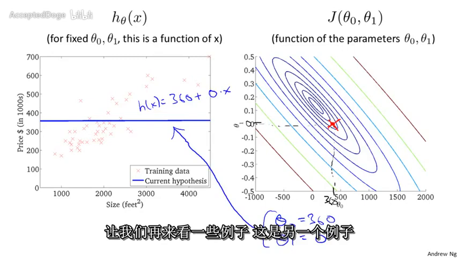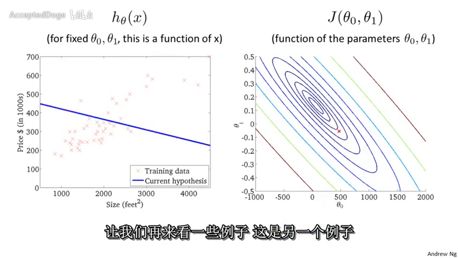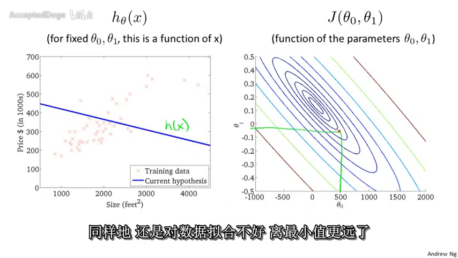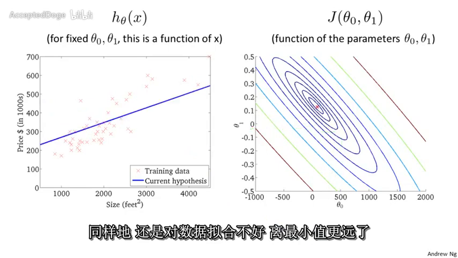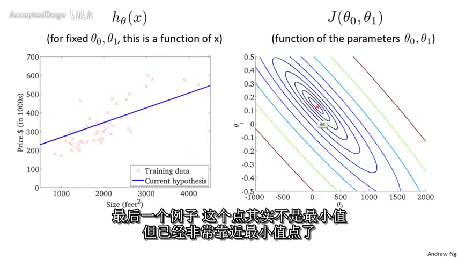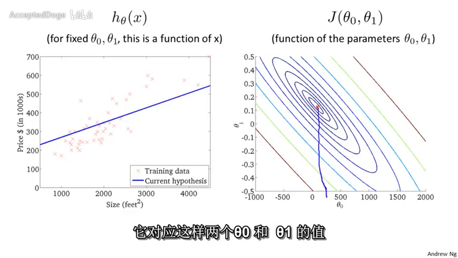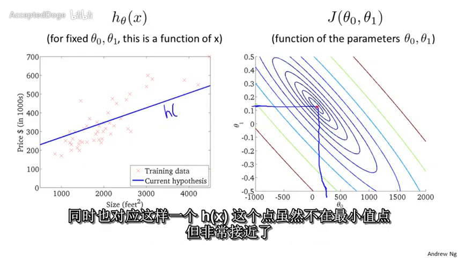Let's look at just a couple more examples. Here's one more. At this value of theta 0 and at that value of theta 1, we end up with this hypothesis h of x. Again, not a great fit to the data, and we actually move even further out from the minimum. Last example. This is actually not quite at the minimum, but it's pretty close. This is not such a bad fit to the data, where for a particular value of theta 0 and a particular value of theta 1, we get a particular h of x. This is not quite at the minimum, but it's pretty close.